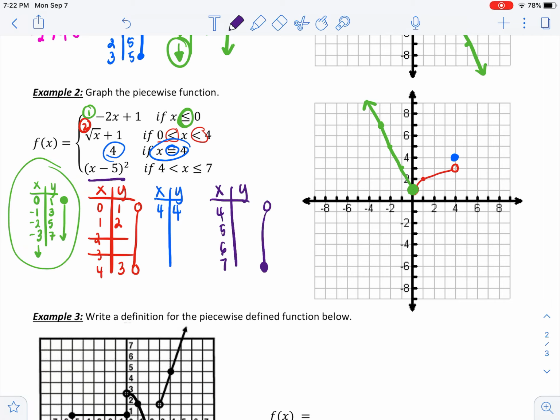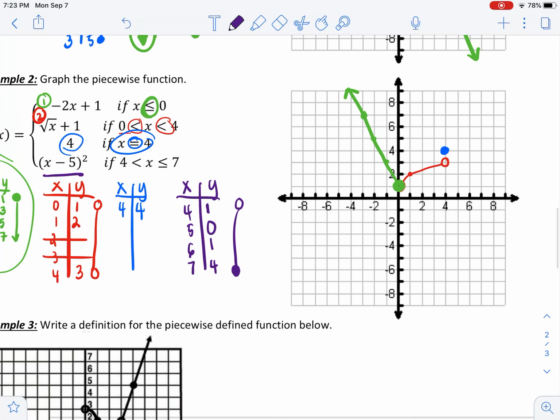All right, let's plug in 4. 4 minus 5 is negative 1. Negative 1 squared is positive 1. 5 minus 5 is 0. 0 squared is 0. 6 minus 5 is 1. 1 squared is 1. 7 minus 5 is 2. 2 squared is 4. All right, let's graph these points.